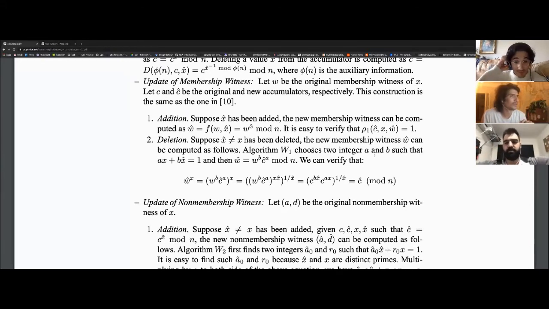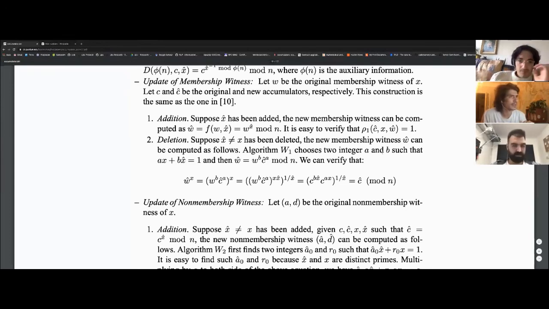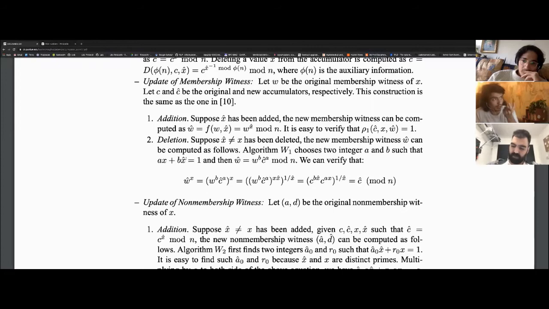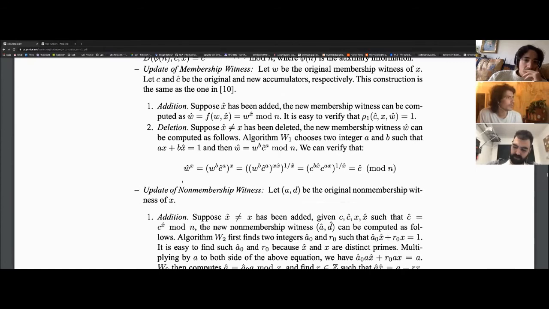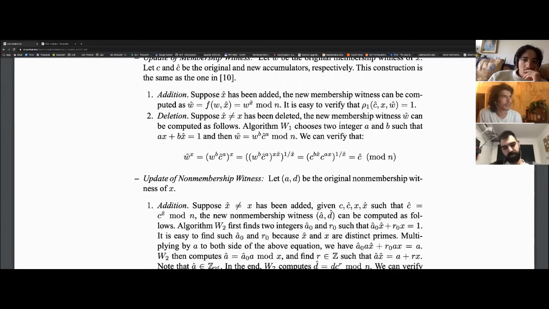So for deletion, you do the same thing. You calculate these Bezout coefficients, A and B, such that AX plus BX hat equals 1, where X hat is the one that I'm deleting, and X is the one that the witness is referring to. Then, if you define W hat, the new witness, as W to the B times C hat to the A, you can verify that this new witness is a witness for X. You just do it with pen and paper and verify that this works. Nice. So far, so good. This update of the witness can be done without the auxiliary information.